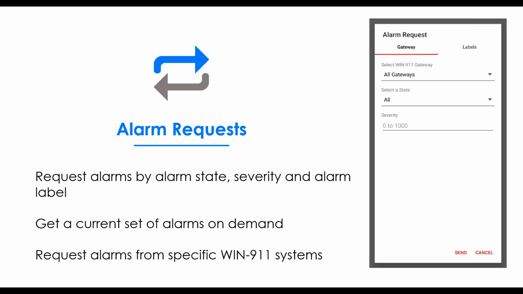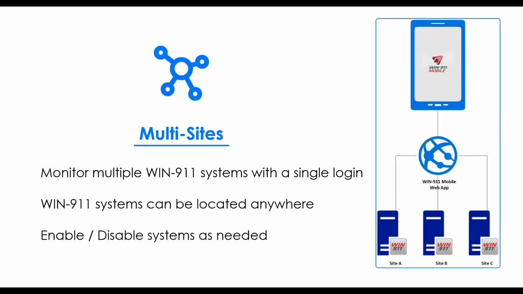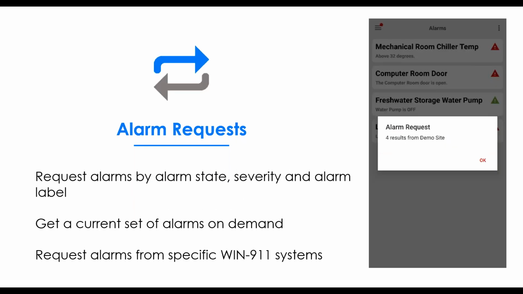And if you are connected to multiple systems, then you'll be able to specify which system that's going to be to. So by default, you can request alarms from all the systems. Otherwise, you can choose an individual site that you want to request from. You can also specify even further by choosing which label you want to select. You'll get the request back, and then you can interact with those alarms as you normally would.